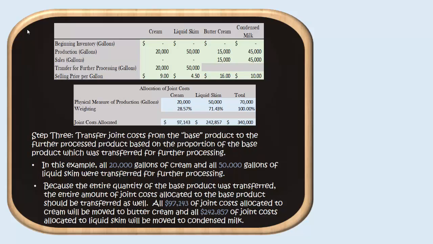Now we need to transfer costs from the base level product to the further processed product equal to the proportion of those base level products which were transferred. And in this example, we're transferring all of it. We're transferring all 20,000 gallons of cream off to be buttercream. We're transferring all 50,000 gallons of liquid skim to be turned into condensed milk, which means since we're transferring all of our physical measure of production, we're going to transfer all of our allocated joint costs. So we're going to transfer $97,143 from cream off to buttercream. We're going to transfer $242,857, the amount of joint costs we allocated to liquid skim, off to condensed milk.